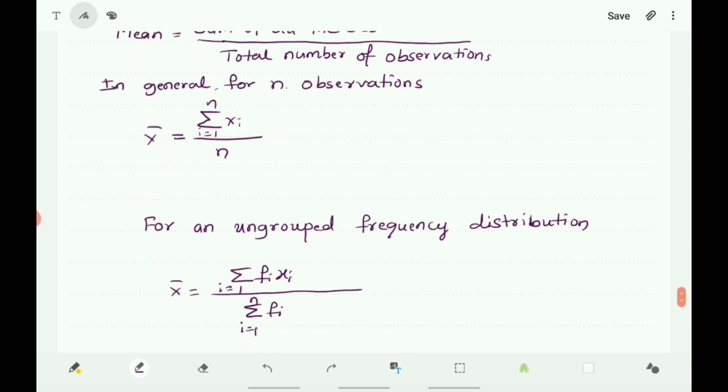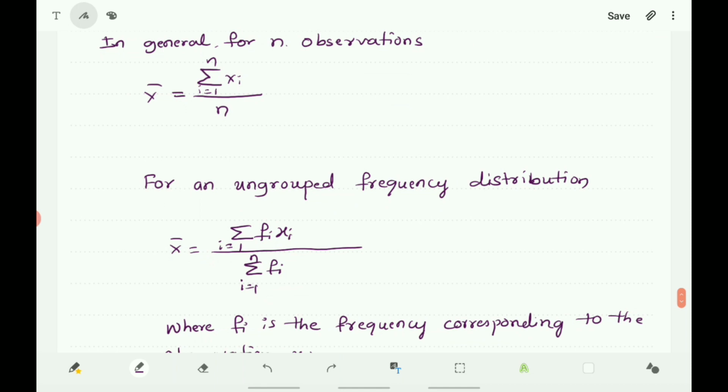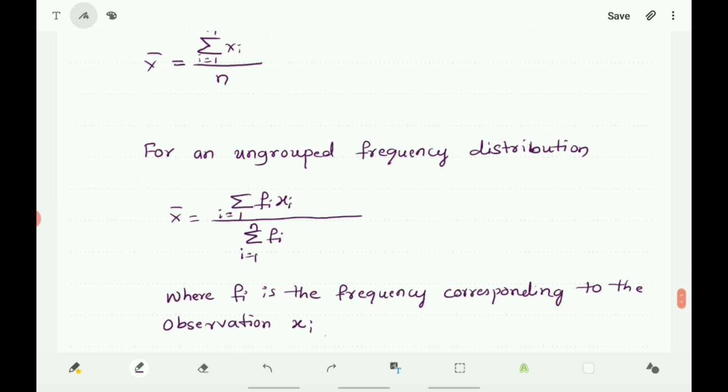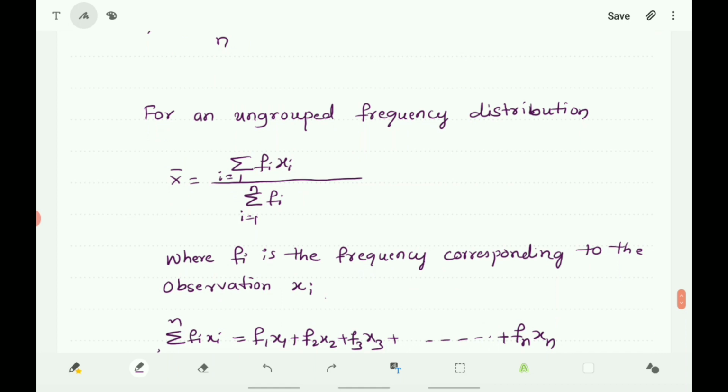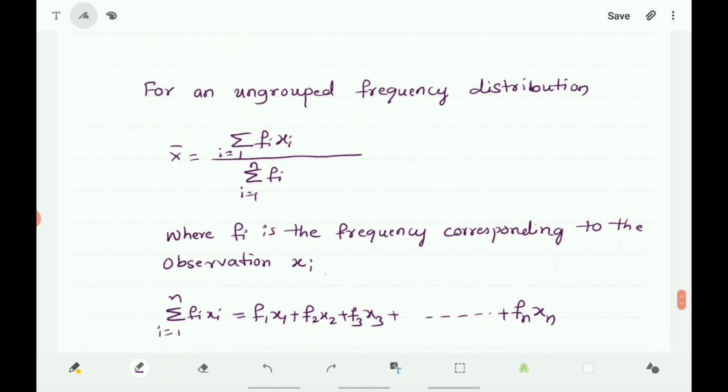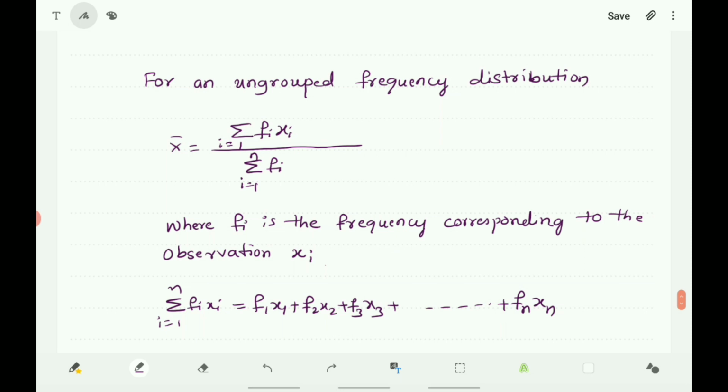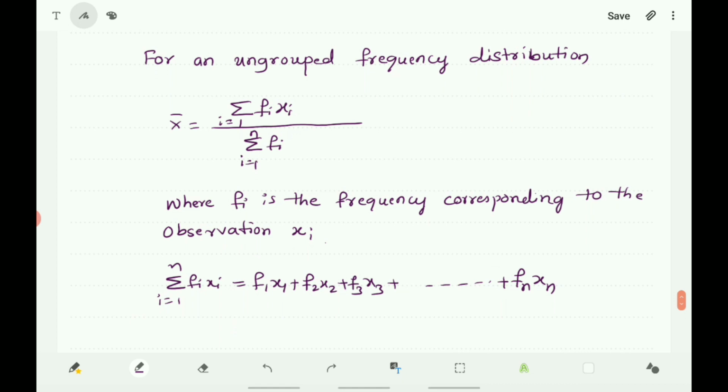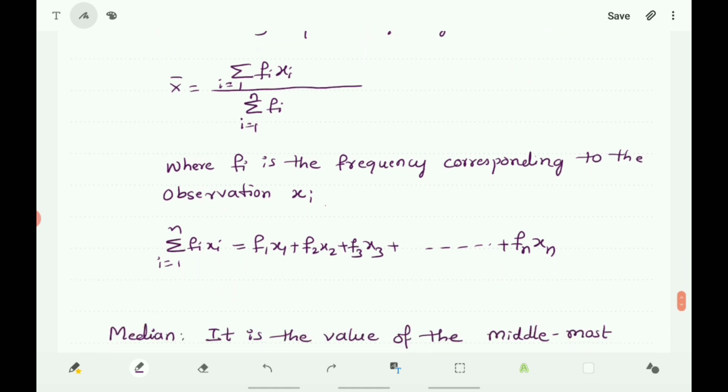For ungrouped data frequency distribution, the mean, x bar, is equal to summation of fi xi, where i is equal to 1 to n, divided by summation of fi, where i is equal to 1 to n. Here fi is the frequency corresponding to the observation xi, and summation of fi xi, where i is equal to 1 to n, is equal to f1 x1 plus f2 x2 plus f3 x3 plus so on plus fn xn.